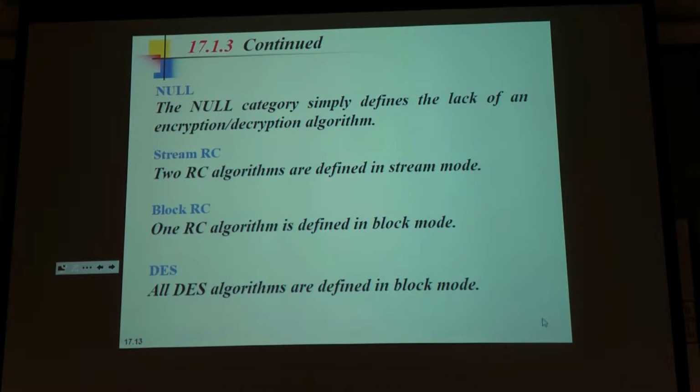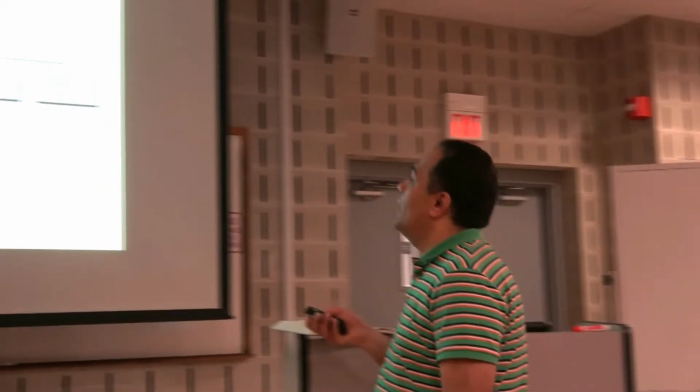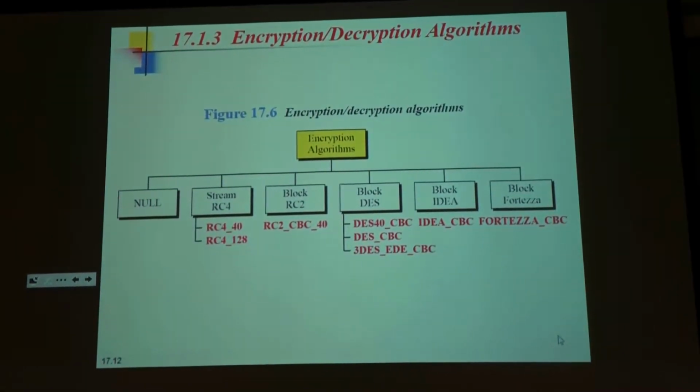So when you talk about encryption and decryption algorithms, for encryption and decryption you're going to have a key. For example, if there is no key, there is no encryption. You could use a stream RC4, or block RC2, or block DES, or block IDEA, or Fortezza. So there are different flavors of these encryptions.